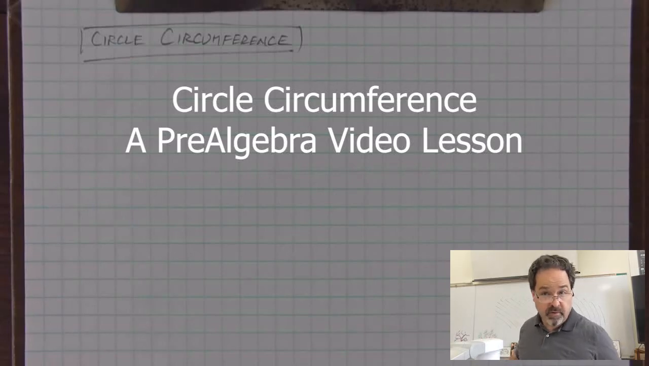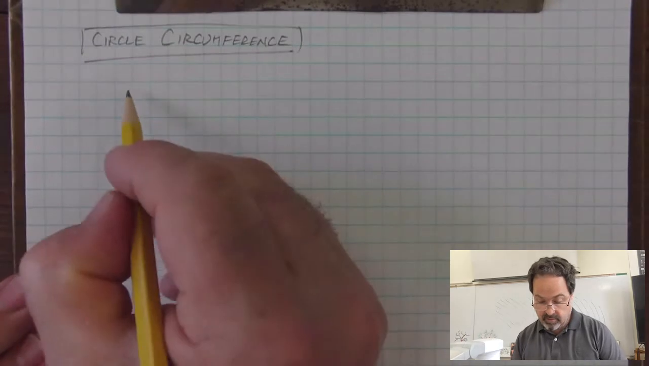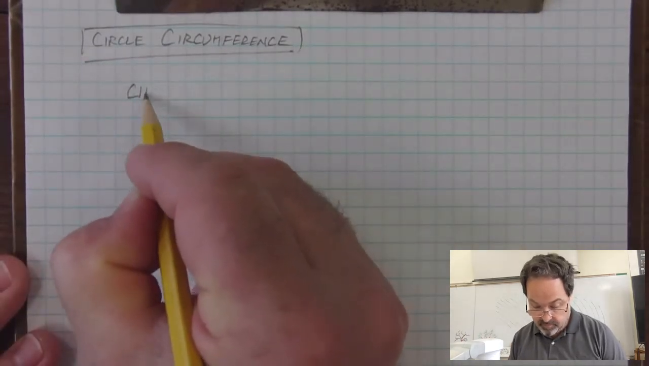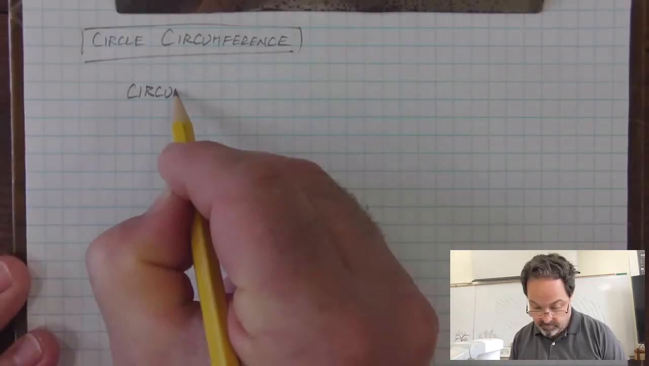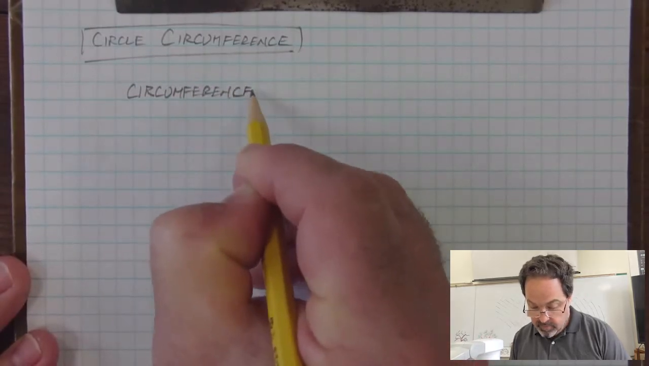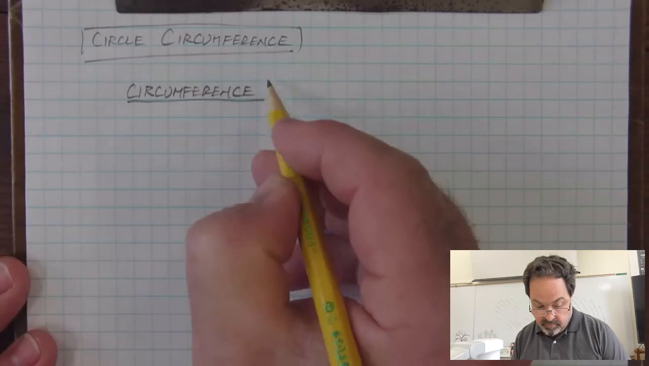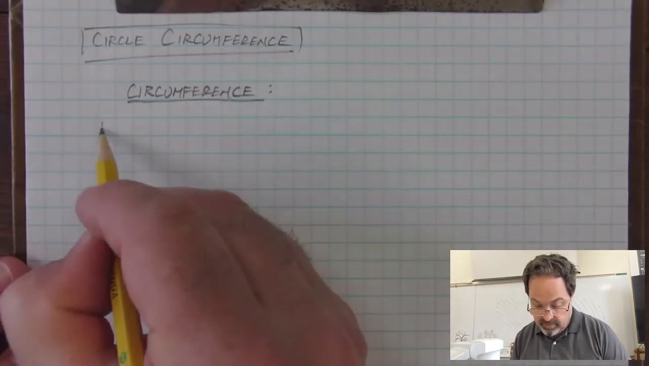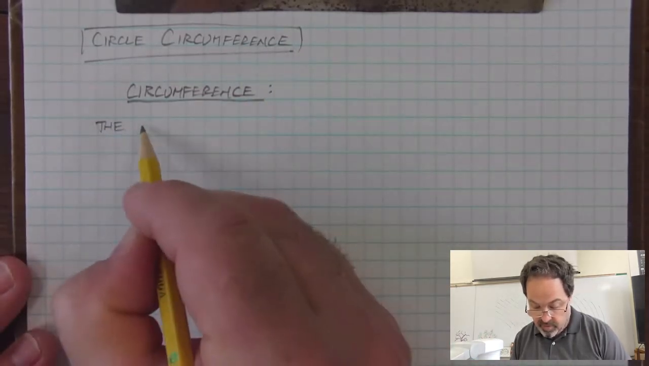Sauce here. This is a video lesson, circle circumference. I'm going to define circumference right away. A circle's circumference is the distance around the circle.